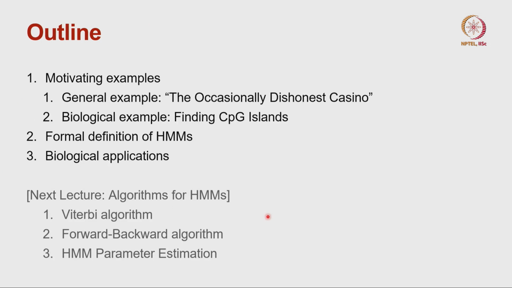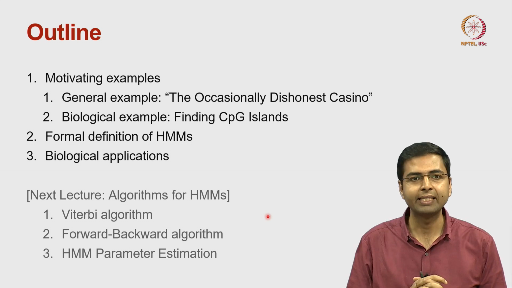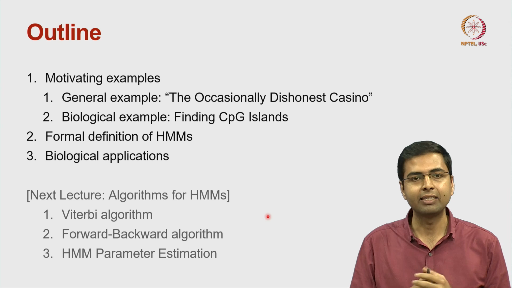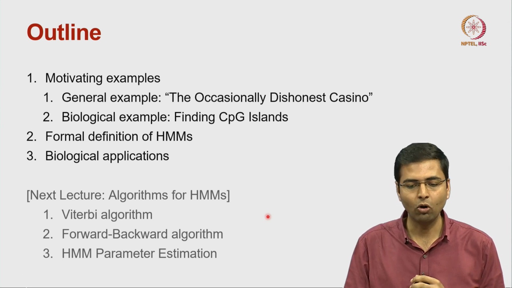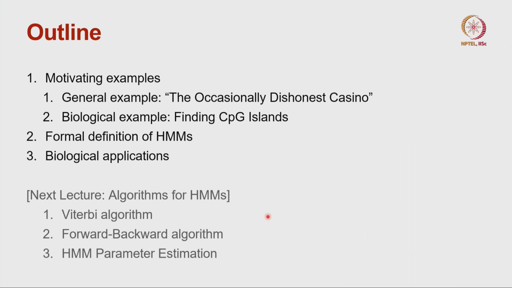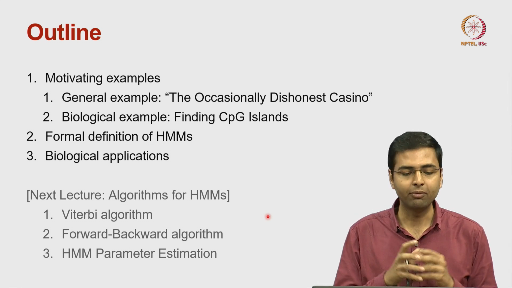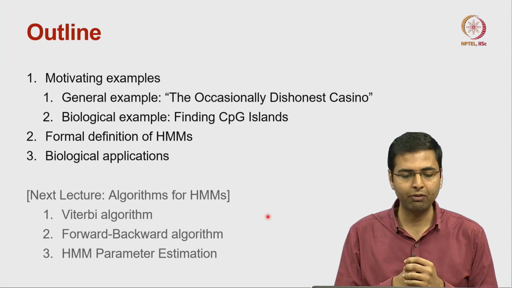The outline of this lecture will be that we will start with some motivating examples for hidden Markov models. We will start with a general example, which is called the occasionally dishonest casino problem, and then we will also look at a biological example in this lecture, which is finding CpG islands. During the lecture I will also give you a formal definition of HMMs, and an overview of the list of biological applications where we use these HMMs.